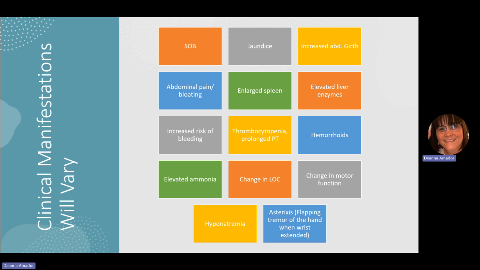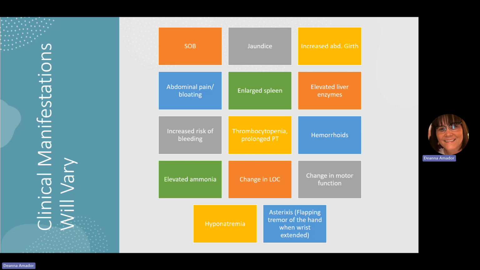Thrombocytopenia, prolonged PT, elevated ammonia, another big, huge one for liver problems. This elevated ammonia causes a change in LOC, change in motor function, hyponatremia, and asterixis. So that's like a flapping tremor in the hand. When you extend your wrist, then their hand will flap.